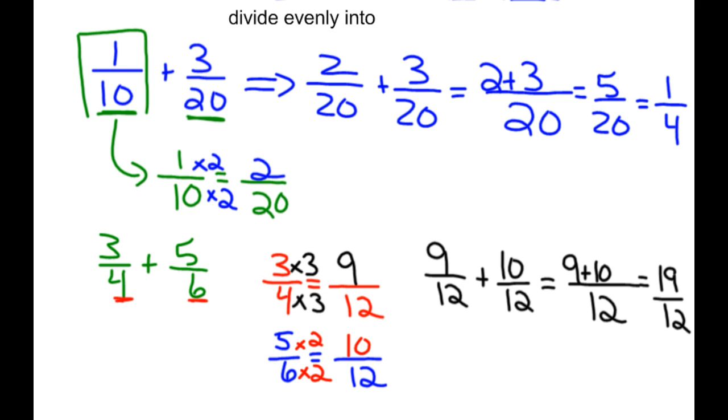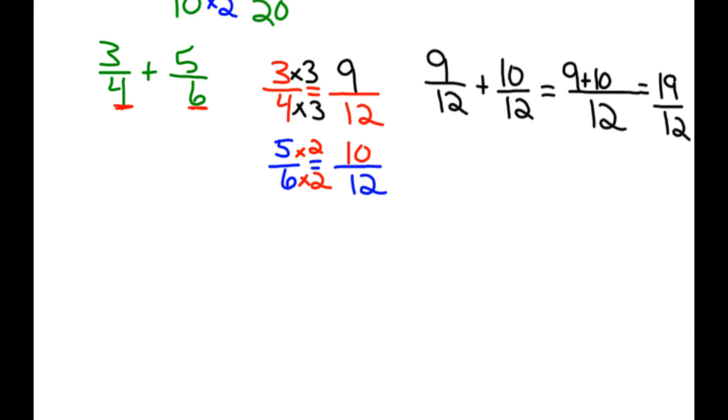Now we're going to try one more example, and we'll do it with subtraction this time. So what if we wanted to do 2 over 3 minus 7 over 10? Again, we're going to look at our two denominators, 3 and 10. The smallest number that both 3 and 10 go into is 30.